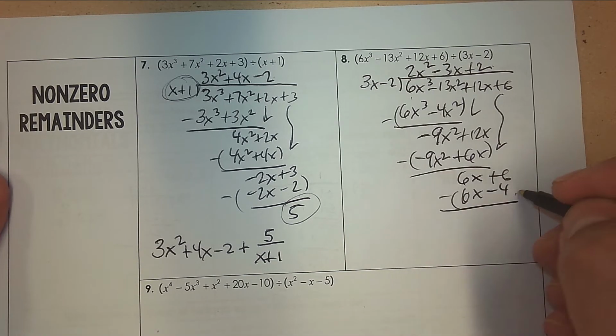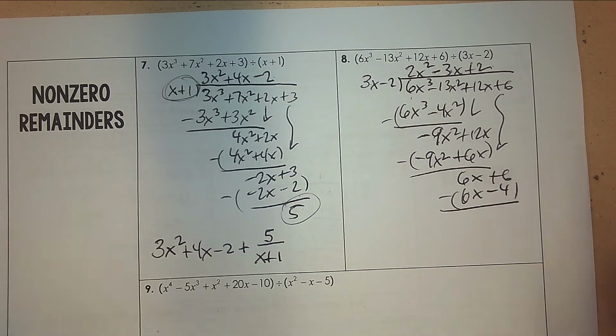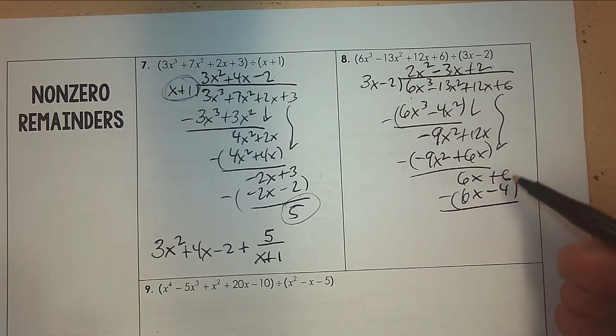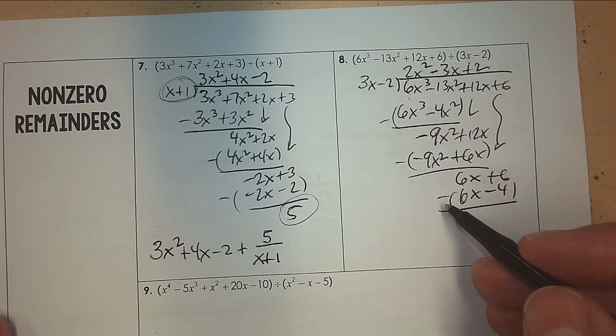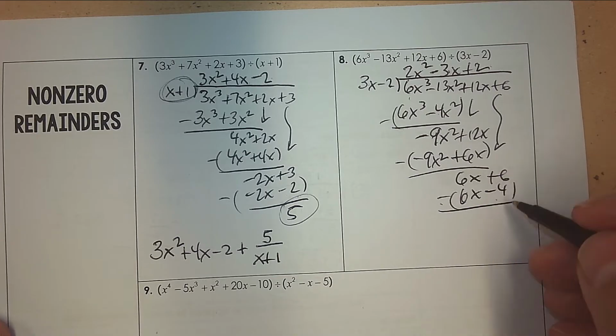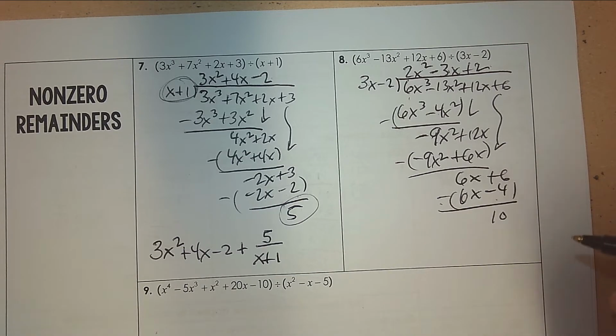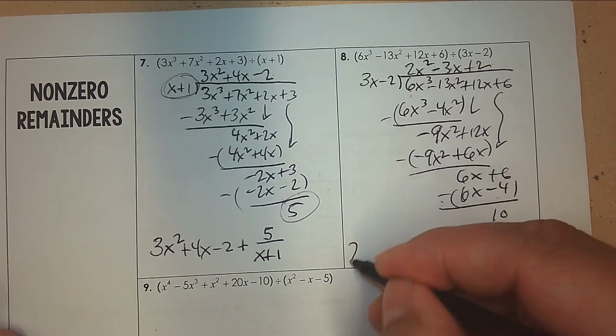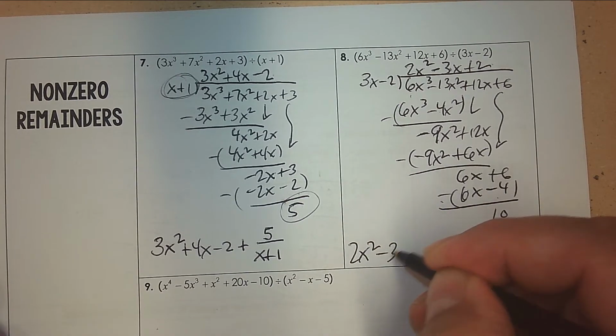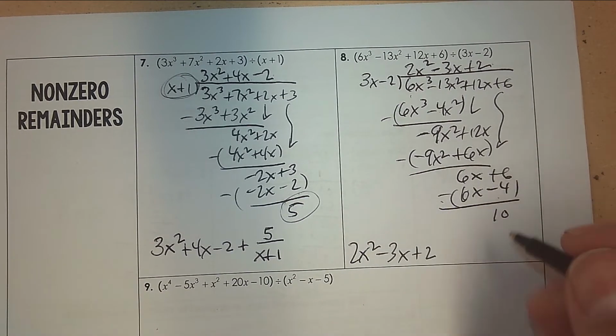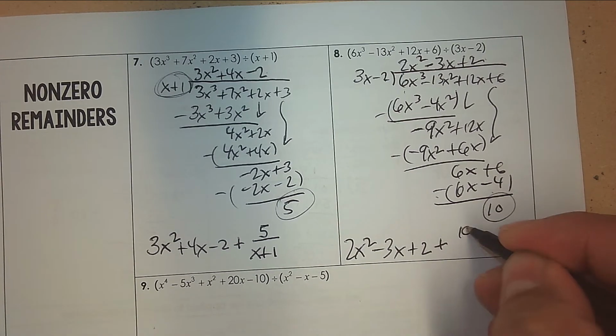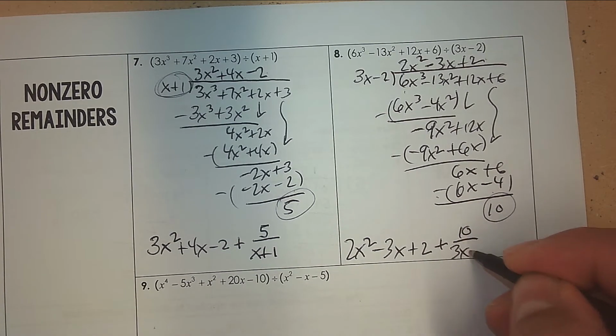If you're doing it right, the first terms will always eliminate. And then the next column will give you a remainder. Now when you subtract a negative, you're adding. So 6 plus 4 is 10. That's it. So the answer is 2x squared minus 3x plus 2. The remainder is written as a fraction. Done.